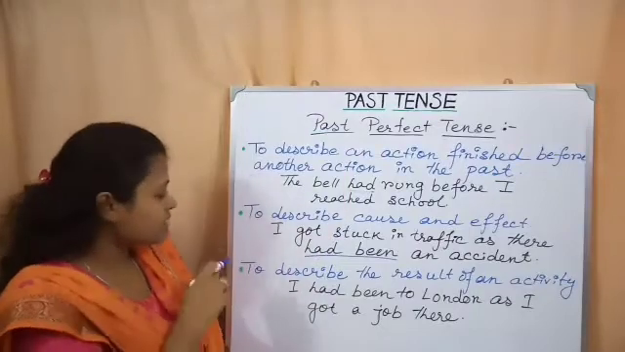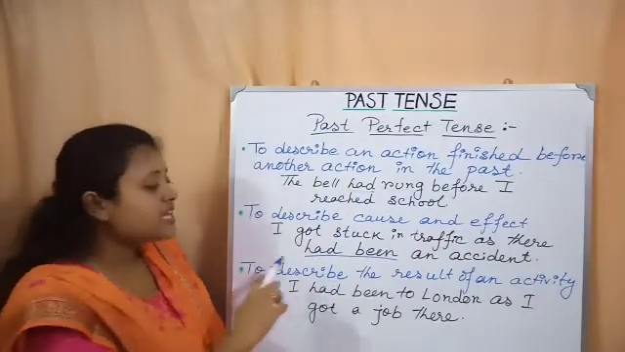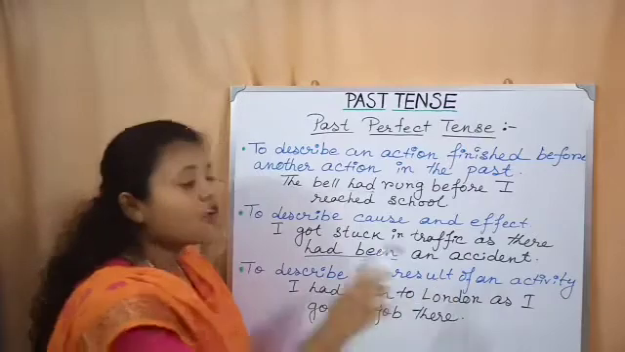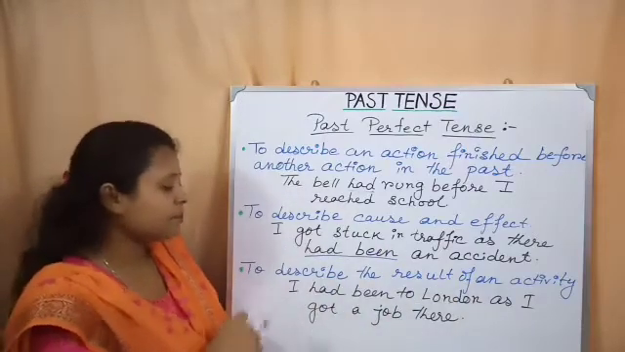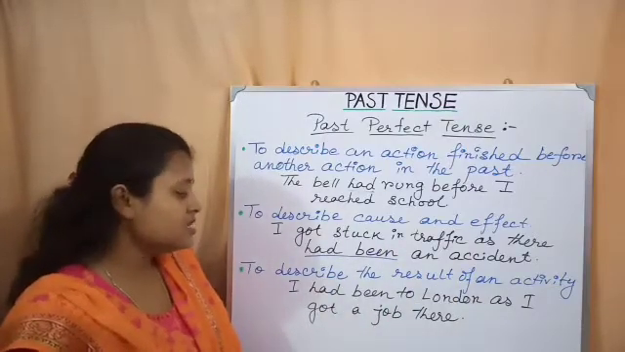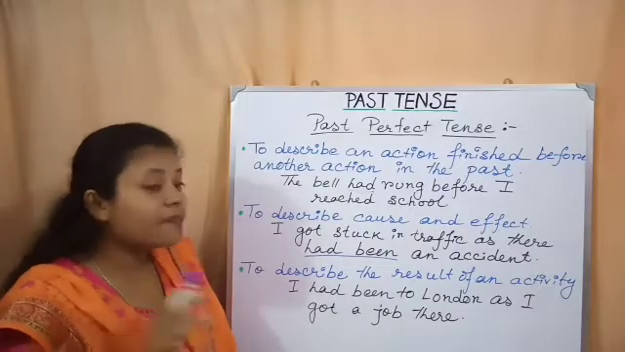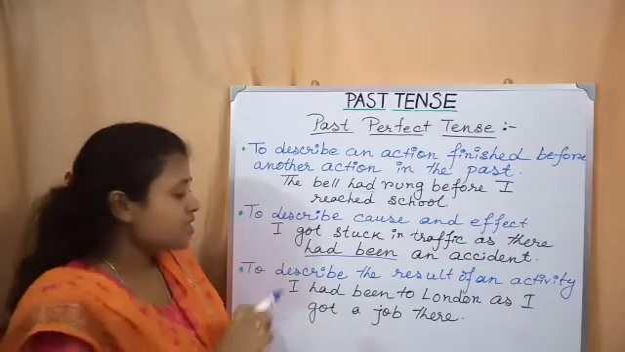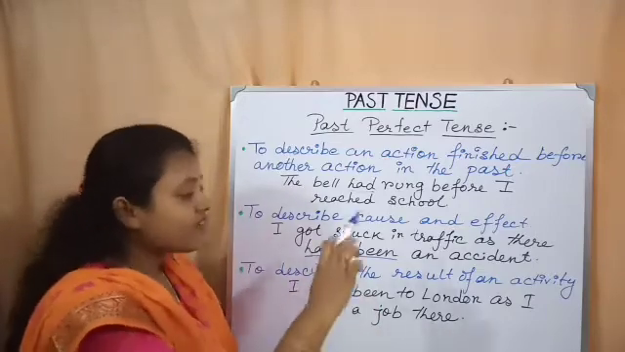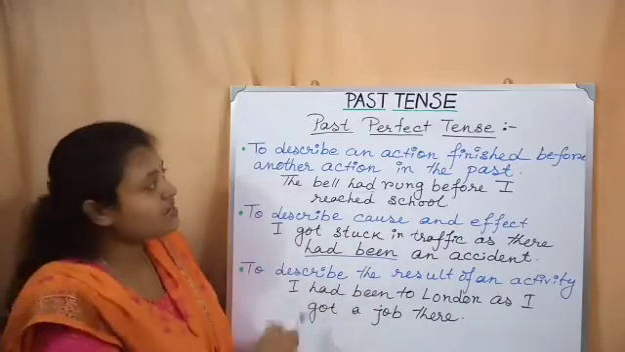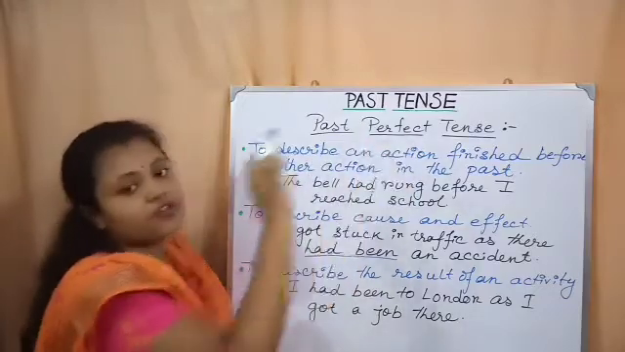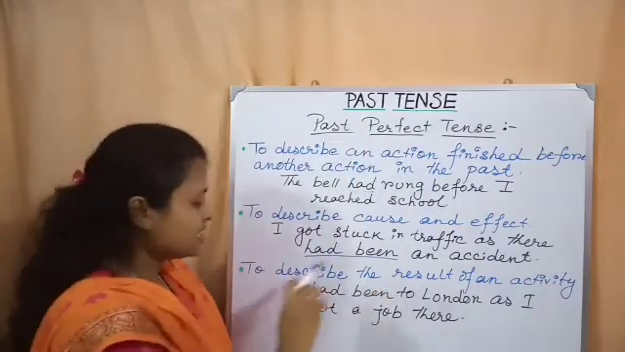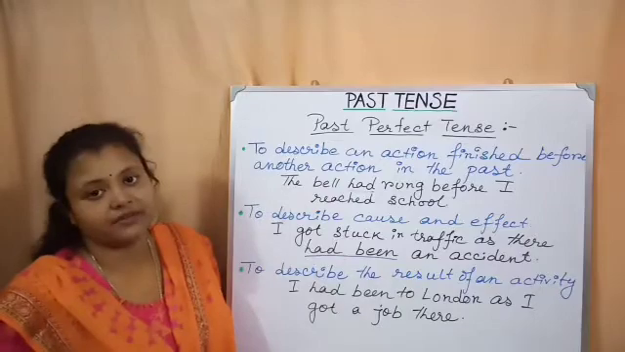Okay students? Now come to the third usage: to describe the result of an activity. Example, I had been to London as I got a job there. What is my activity? The activity and the result of the activity are described through the past perfect tense. I had been to London as I got a job there.